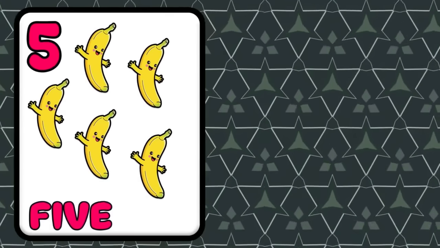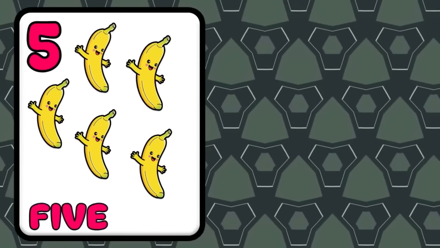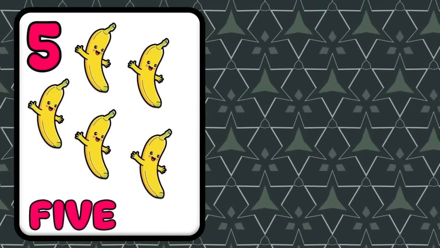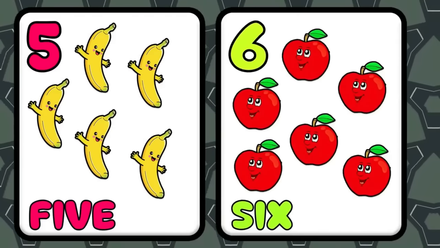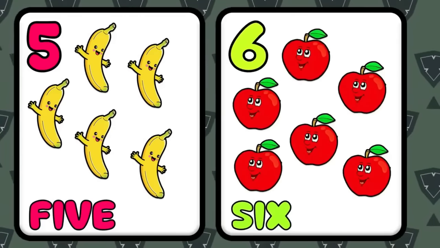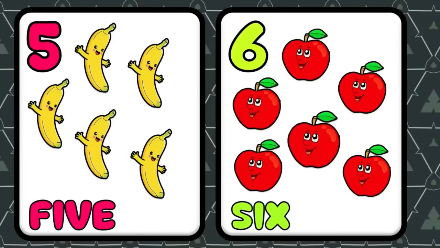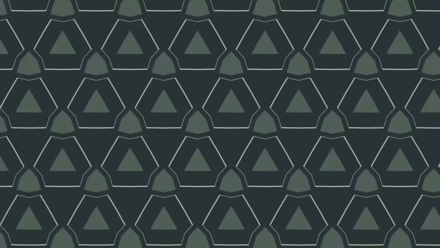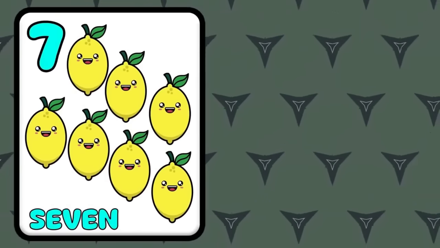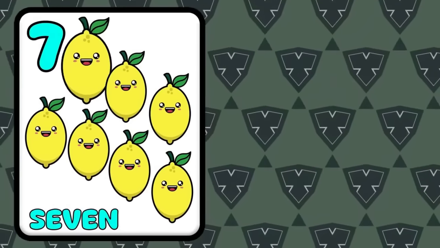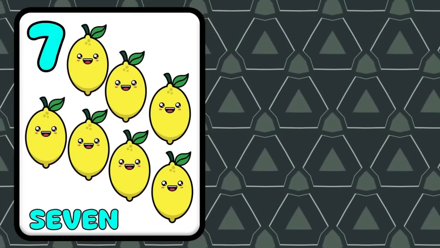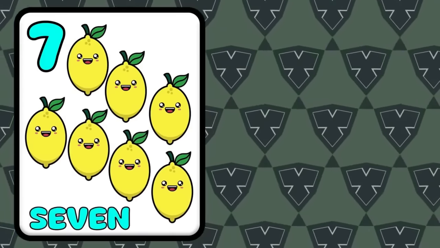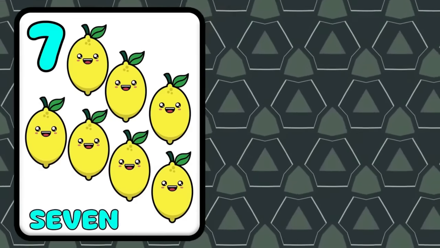5. 5 bananas. 1, 2, 3, 4, and 5. F-I-V-E, 5. 6. 6 red apples. 1, 2, 3, 4, 5, and 6. S-I-X, 6. 7. 7 lemons. 1, 2, 3, 4, 5, 6, and 7. S-E-V-E-N, 7.